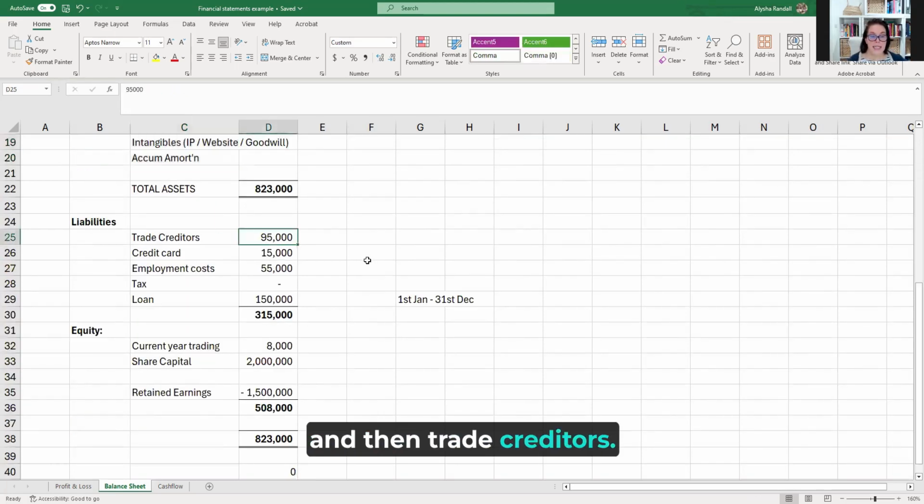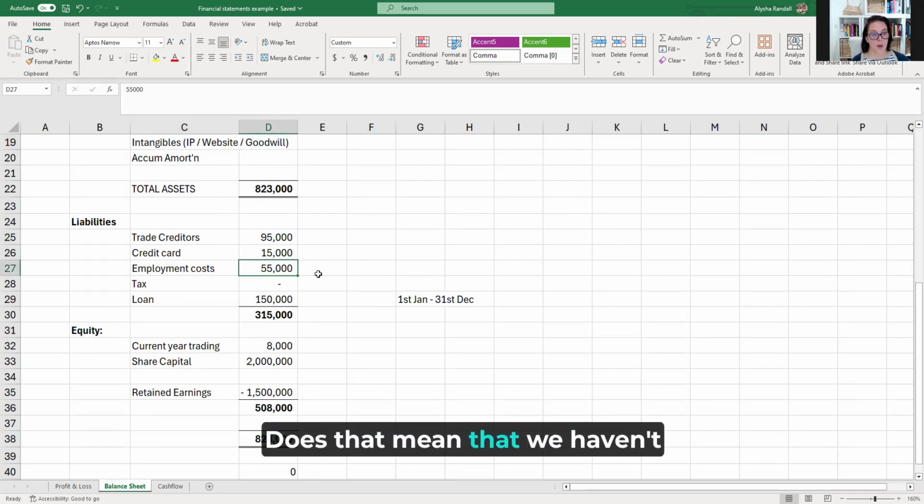And then trade creditors, is this number getting out of control? Am I not paying my debts? Similarly with this one, is this also manageable? Is it more than a month? Does that mean that we haven't been paying our employment costs in time, and is that a problem? Taxes, same kind of thing. Loan, this shows how much debt you have. Are you carrying too much? Are you not carrying enough?